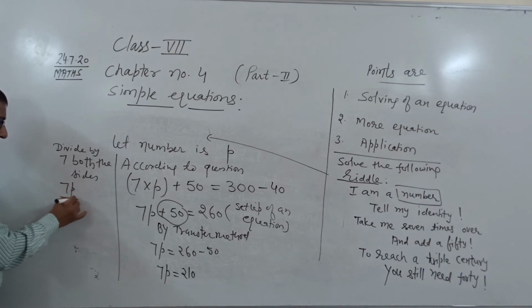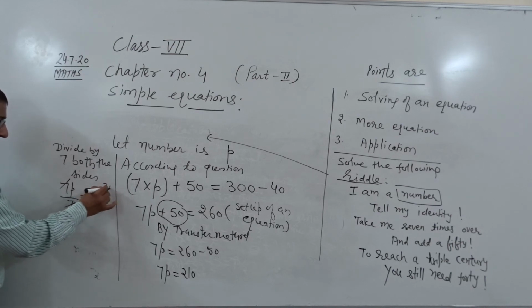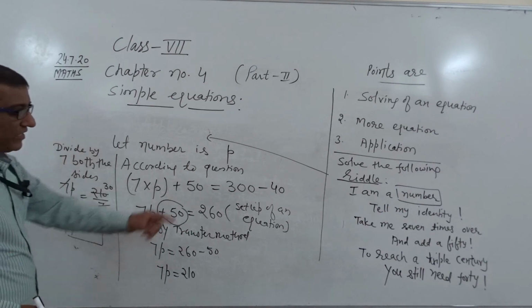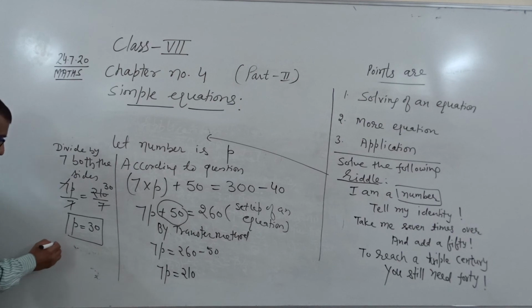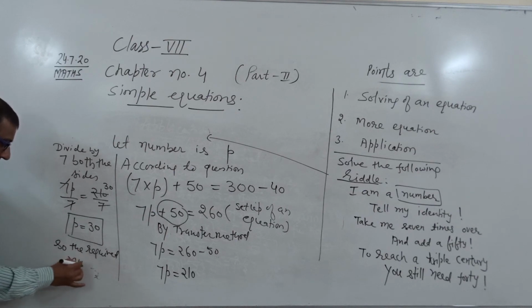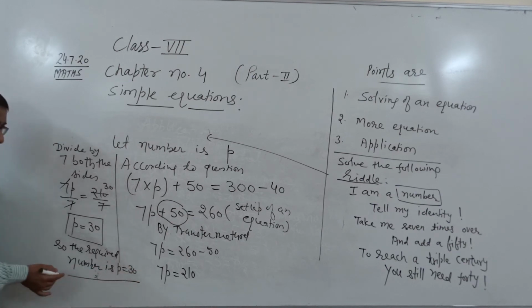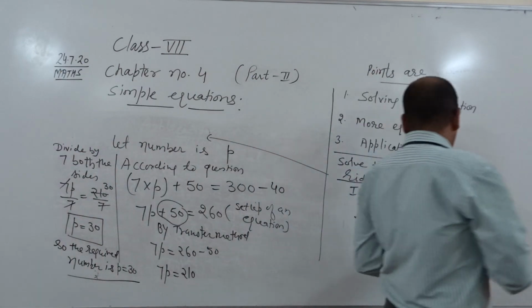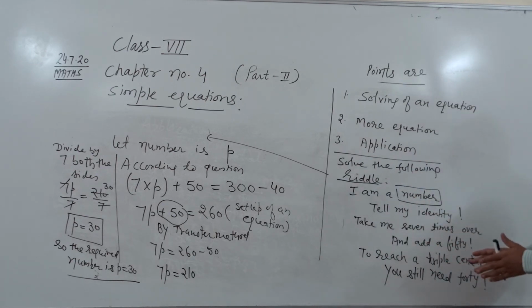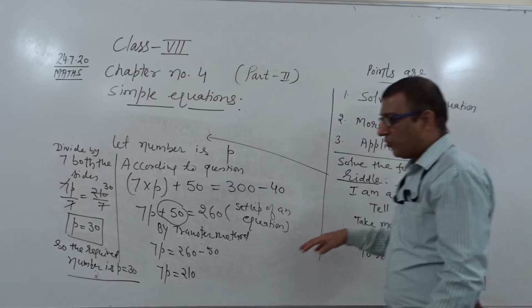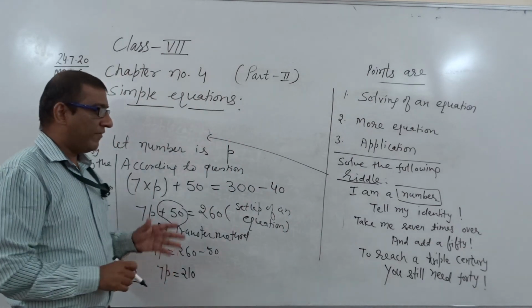When you divide both sides by 7, the 7 and 7 cancel, and 210 divided by 7 gives 30. So we will get p equals 30. It is written here that I am a number, tell my identity, so we can say the required number is p equals 30. This is the solution of such application based questions. I hope with the help of these 3 points, solving an equation, more equations and applications, you will solve any type of equation related with LHS and RHS.